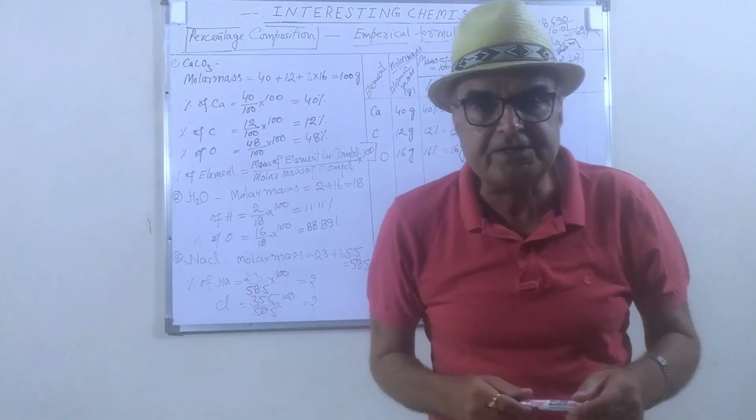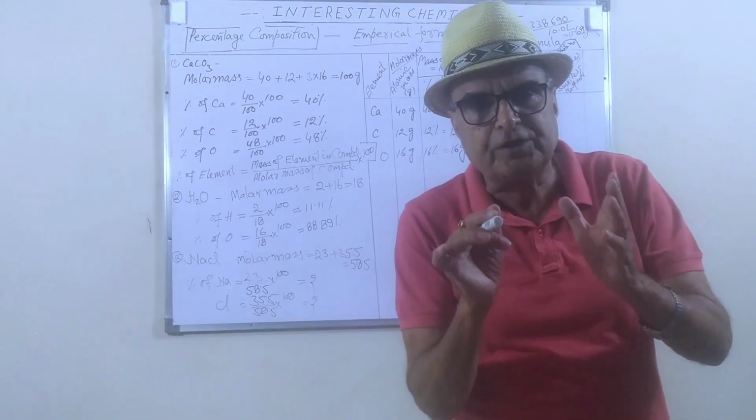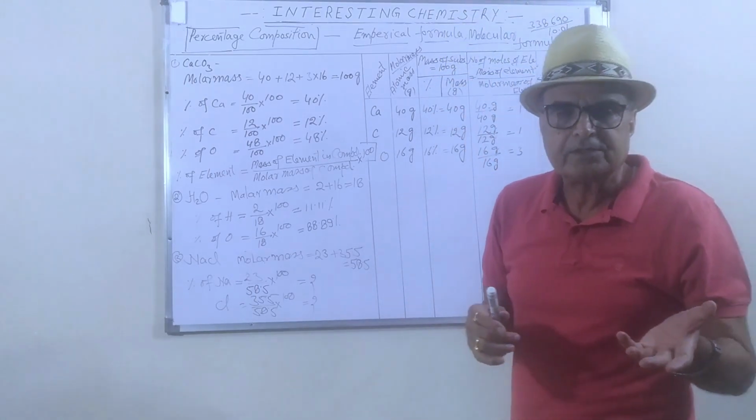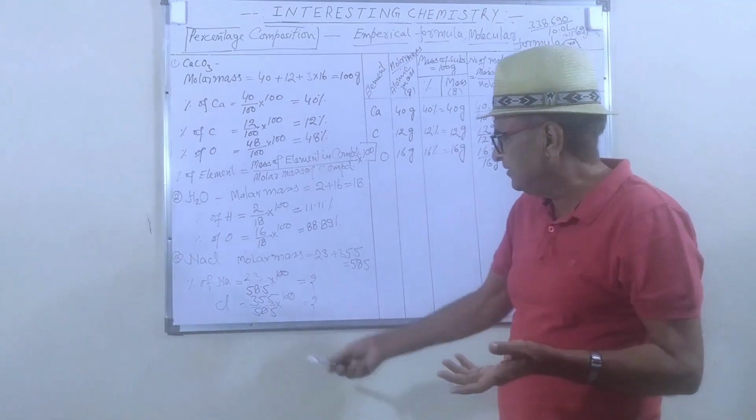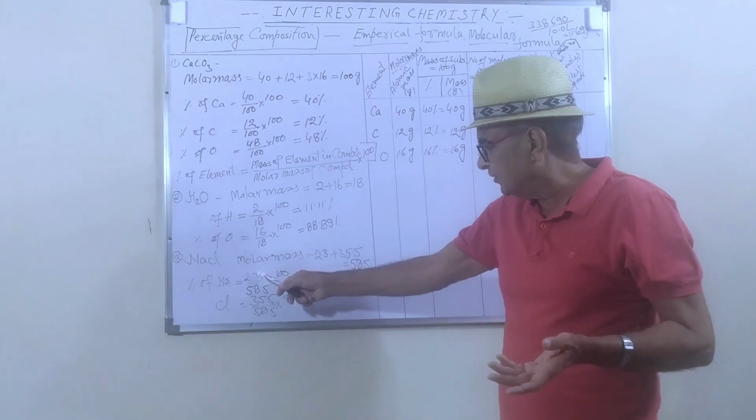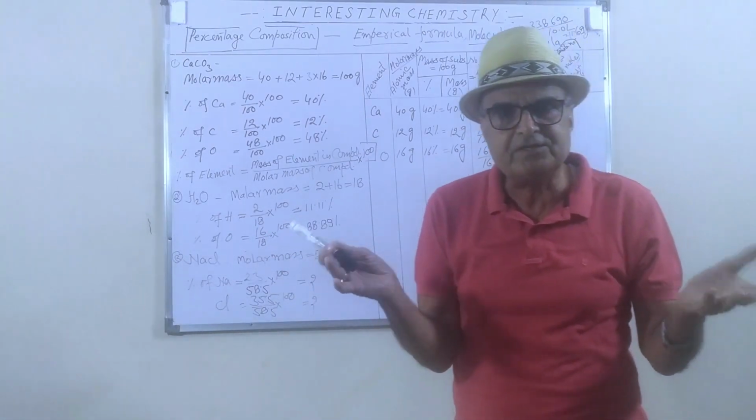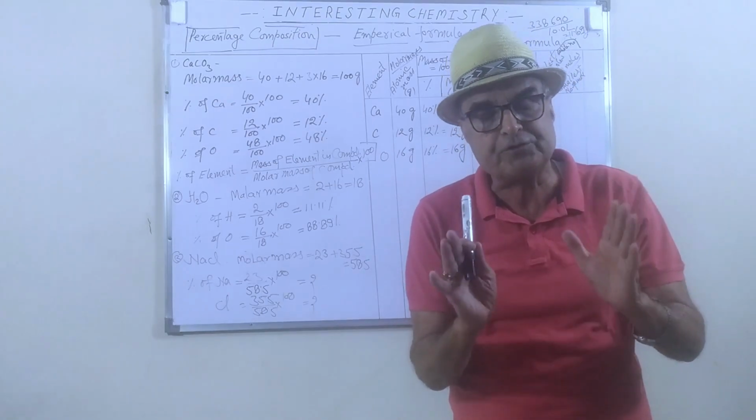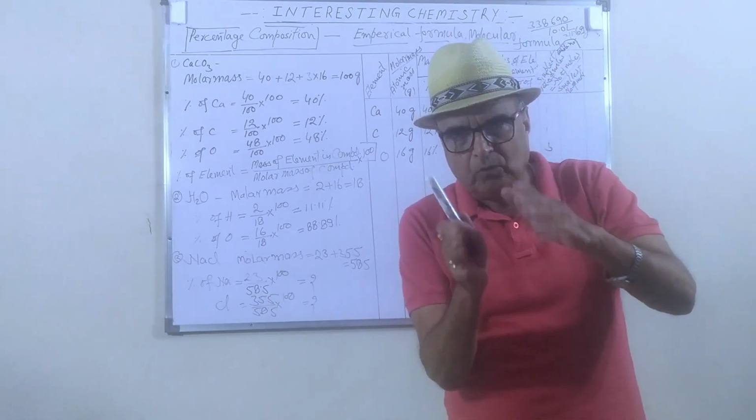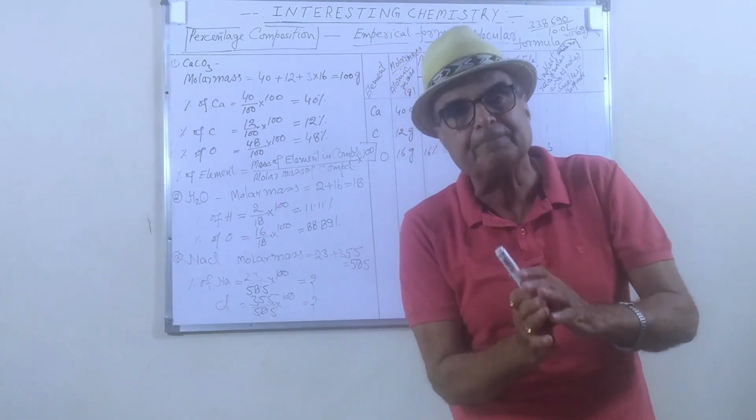Find out the percentage composition of the sodium salt, or you can say sodium chloride. The molar mass is 58, so 23 upon 58 and so on. This is a very simple percentage composition. I have explained how you get the percentage composition.